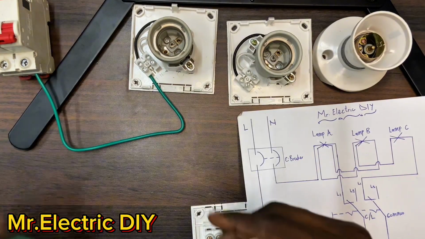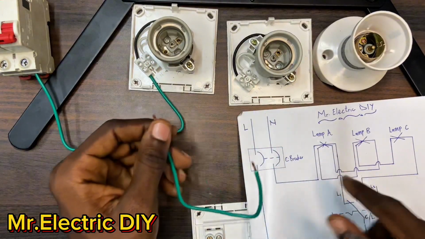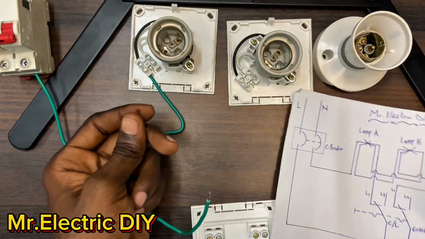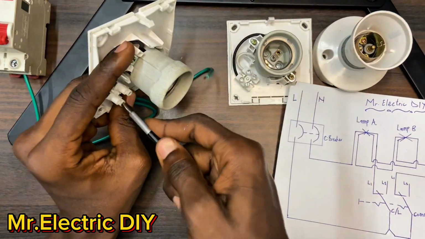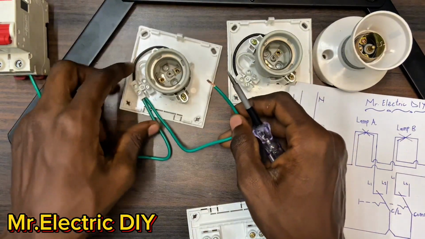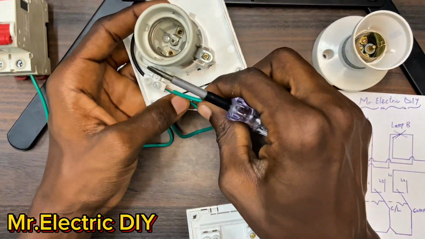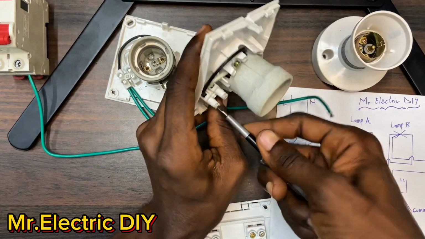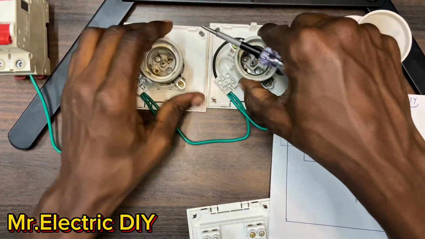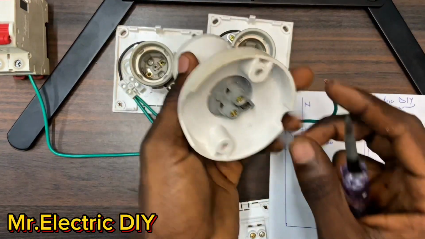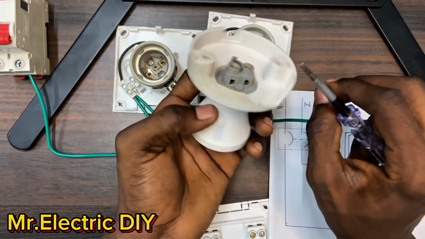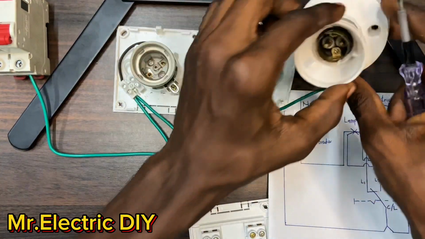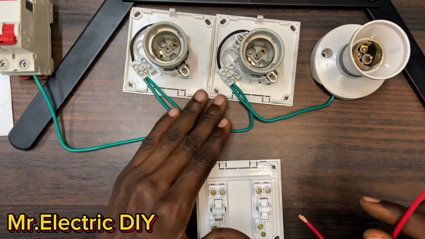Now use another green cable to loop the neutral, like what I've done in the wiring. Loop it to lamp B and lamp C. This is lamp C. Also connect the neutral to the lamp C. So right now we are done with the neutral connections.